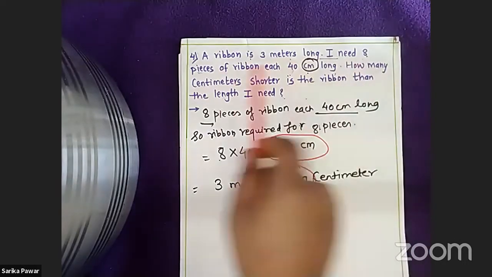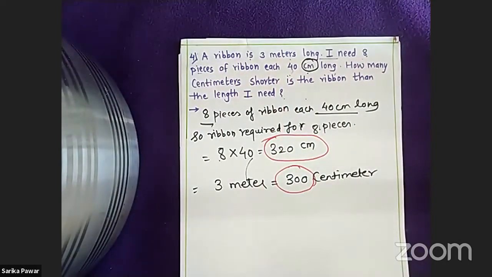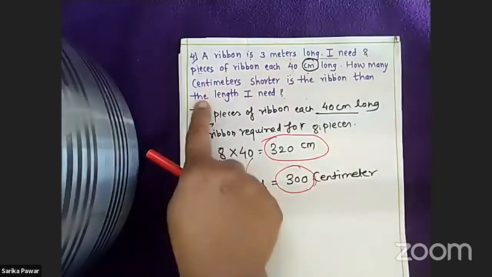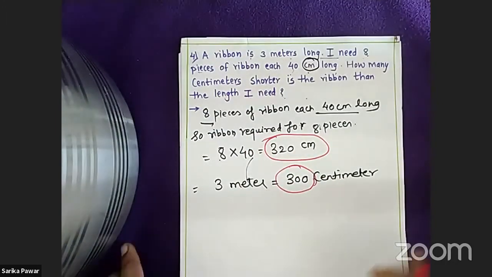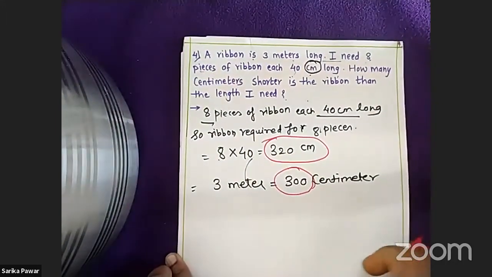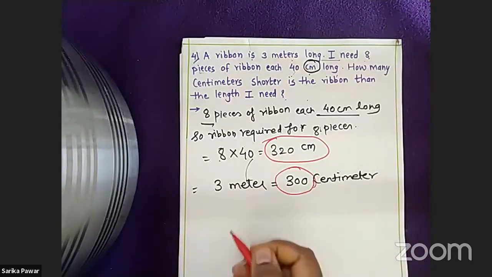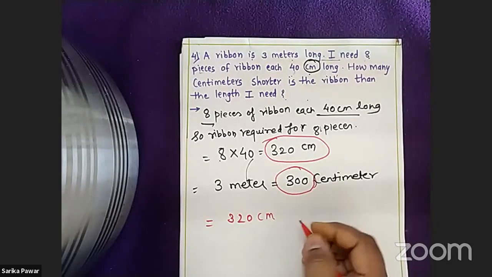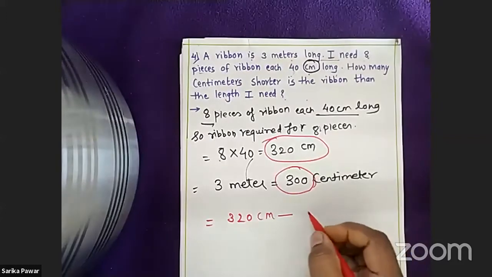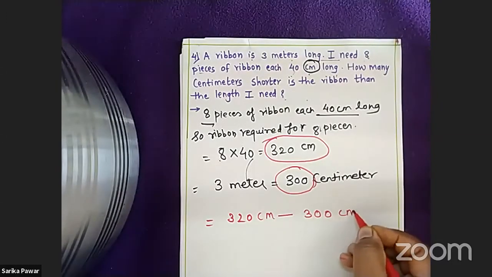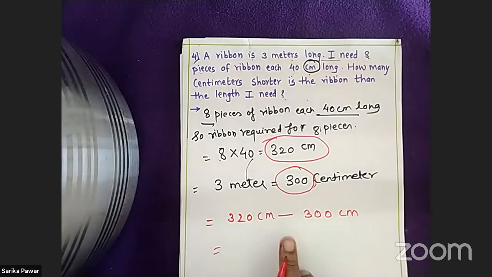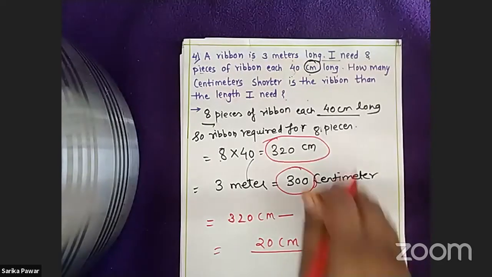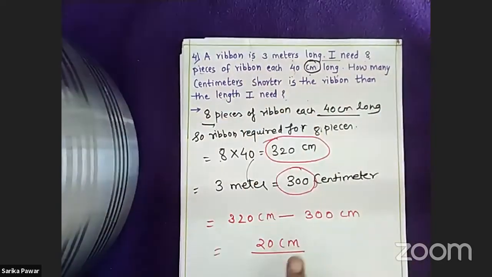And we required 320. So how many centimeters shorter? Our ribbon is shorter. That we have to find out. How many centimeters shorter is the ribbon than the length I need? So just we have to find out. How will we find out? Our requirement is 320 centimeter. So we have to minus the given ribbon, 3 meter, that is 300 centimeter. So 320 minus 300, the remaining part is 20 centimeter. So our ribbon is shorter by 20 centimeter.